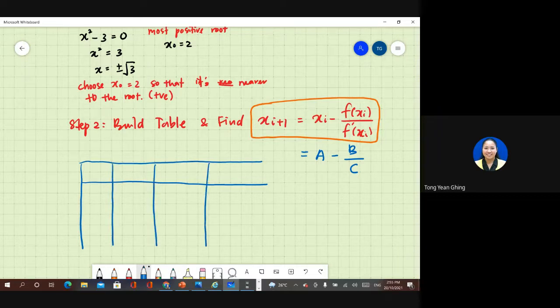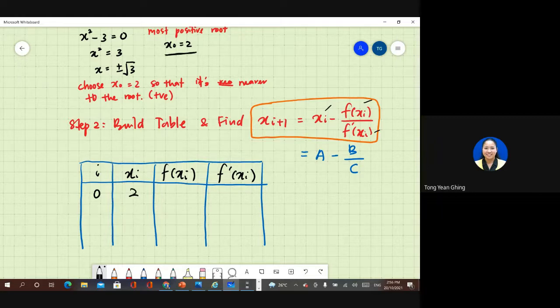Next. So, apa yang kita kena masuk? We have to put i, the iteration, and then xi, and then f(xi), and then f prime(xi). These three items we need. This one, this one, this one. Okay. So, start with iteration 0. We start with x0. x0 tadi kan, this one, x0 is 2.